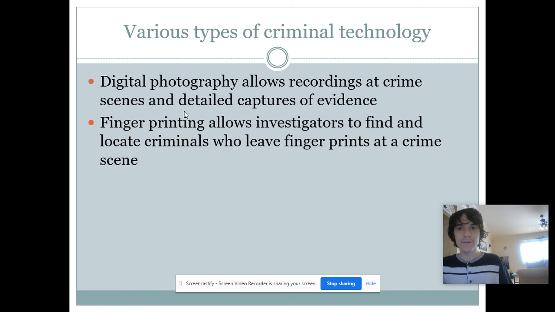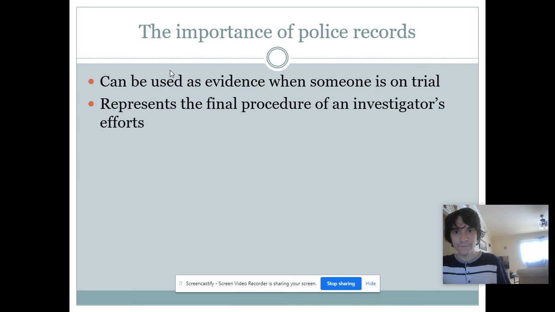My first slide is about the various types of criminal technology. One type is digital photography, which allows recordings at crime scenes and detailed captures of evidence. The next one is fingerprinting. This allows investigators to find and locate criminals who leave fingerprints at a crime scene, which is pretty easy to do because criminals usually leave a small trace of evidence each time. But it does need to be handled with care because fingerprinting can be very fragile evidence.